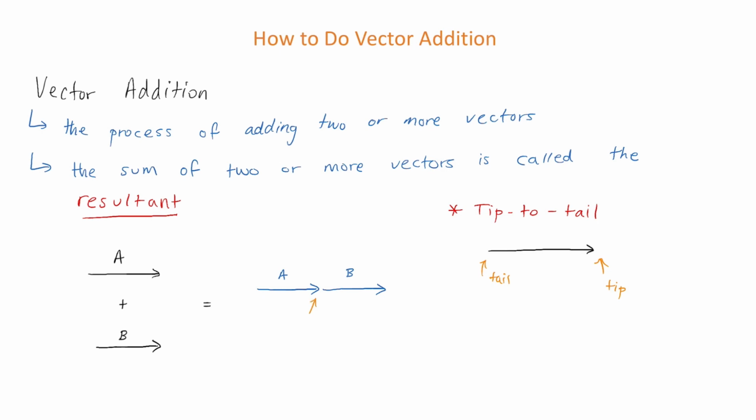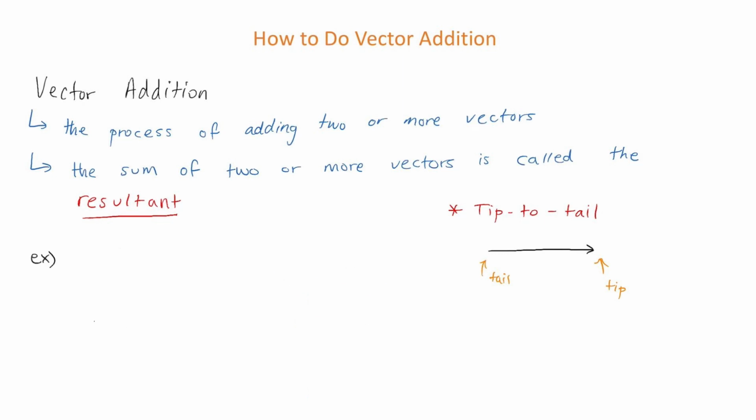So when I'm doing vector addition, I will align the tip of the first vector with the tail of the second vector. And now we can draw the resultant. The resultant is a vector that's drawn from the tail of the first vector to the tip of the second vector. Since the resultant is a vector itself, it has both magnitude and direction.